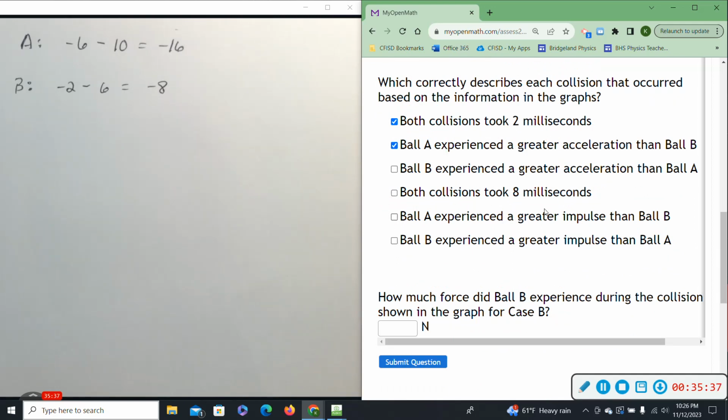They did not take 8 milliseconds. Again, the collision is just where the acceleration is occurring. Otherwise, you just have an object in motion remaining in motion. When you have that force is when you have the change in velocity. That's where you have the sloped line.